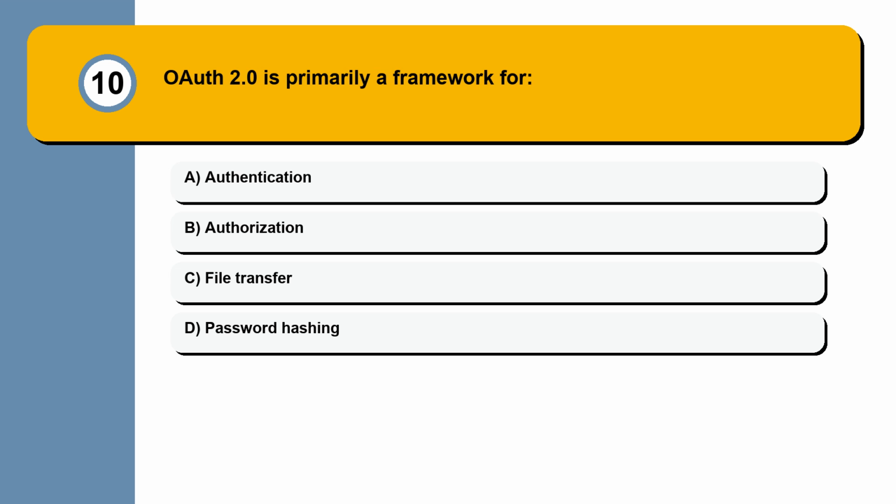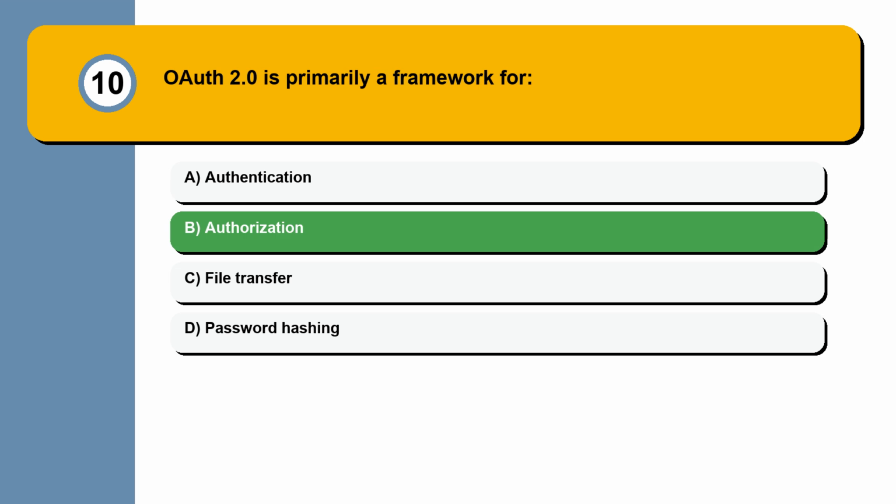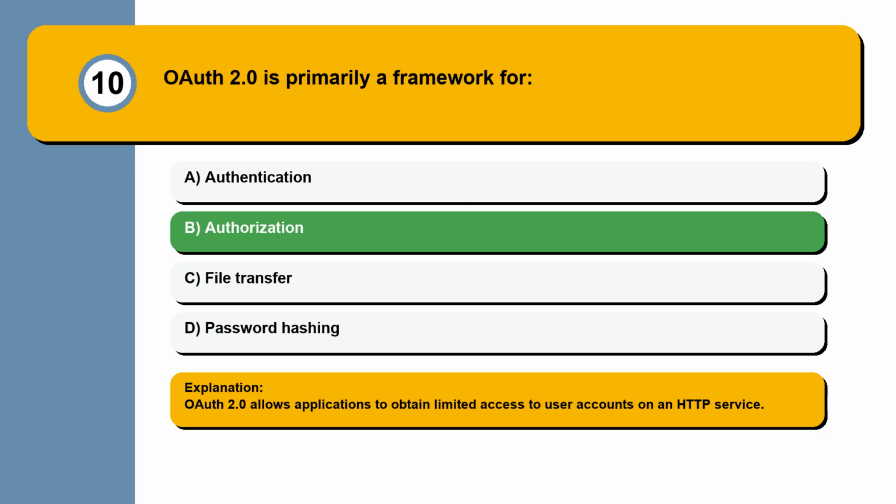Question 10. OAuth 2.0 is primarily a framework for authentication, authorization, file transfer, password hashing. OAuth 2.0 allows applications to obtain limited access to user accounts on an HTTP service.